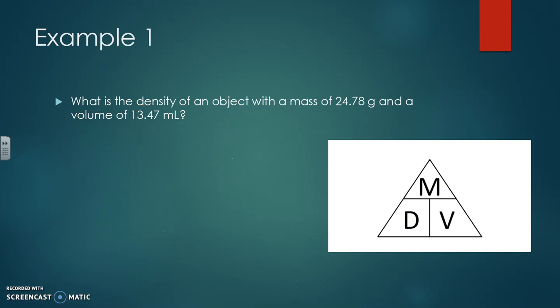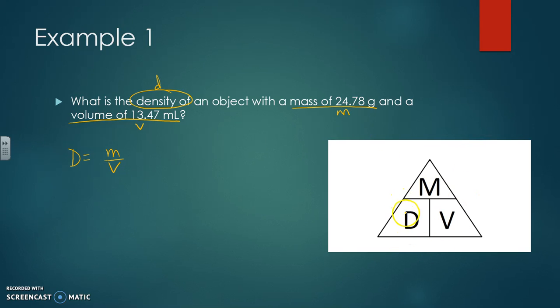Okay, so let's do some examples. What is the density of an object with a mass of 24.78 grams and a volume of 13.47 milliliters? Okay, so we're looking for density. Here's our volume, and here's our mass. Analyze, right? And we're looking for density. So D is equal to M over V. And here's our nice little equation here.